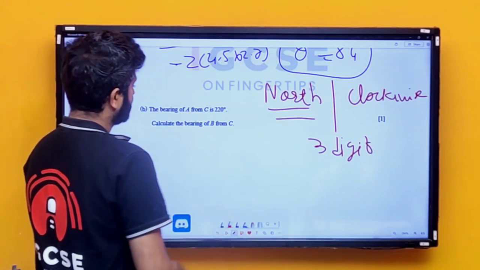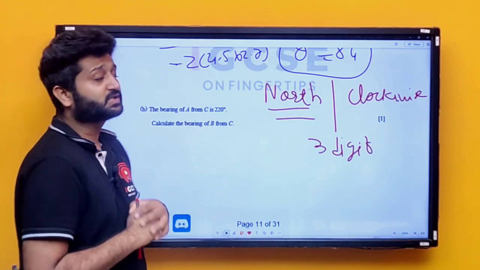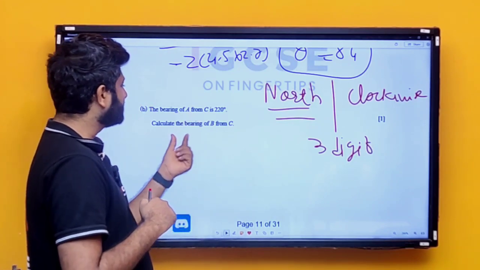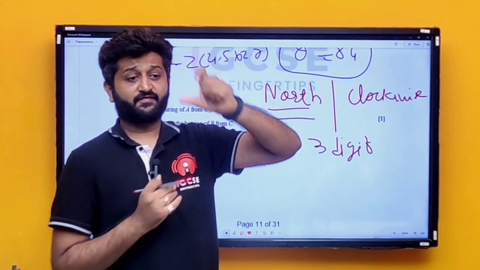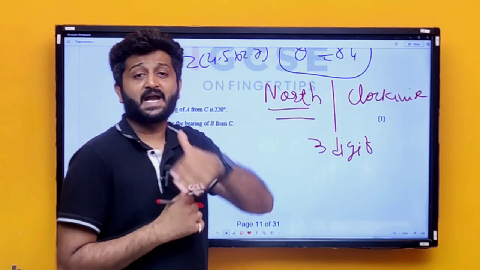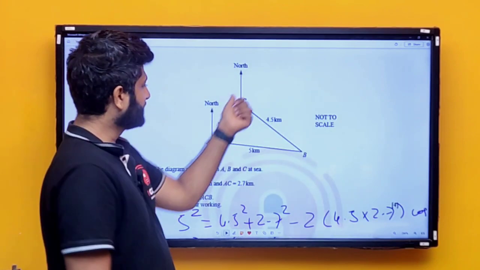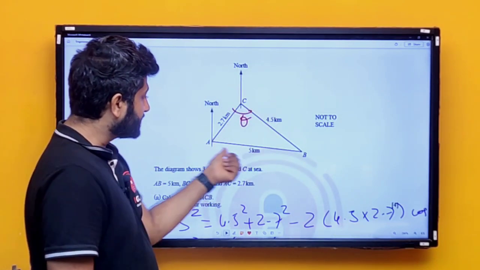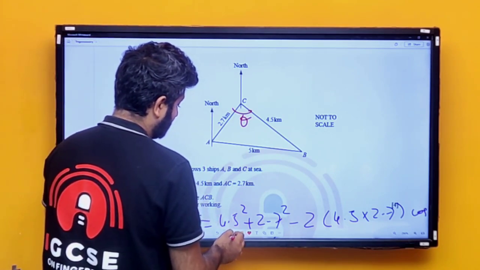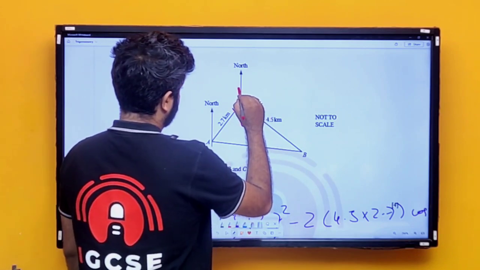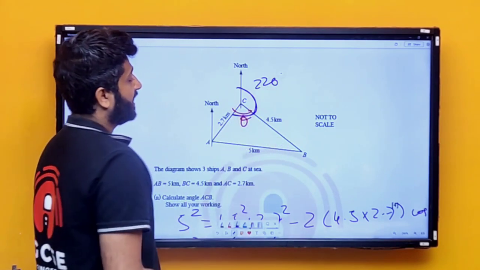Right. Now, in this question they have given the bearing of A from C is 220. Find the bearing of B from C. A from C is 220, meaning I am standing at C and I am looking towards A. The angle is 220 degrees. So when I am standing at C and looking towards A, the angle it makes is 220 degrees, which means I have been given this angle is 220 degrees.